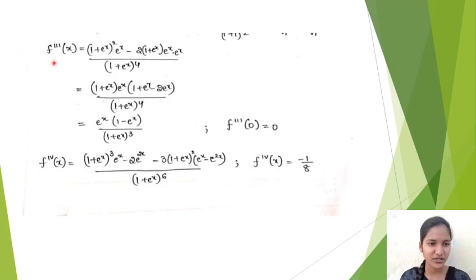If we differentiate f triple dash of x, we will get this equation. If we substitute 0 in this, we will get minus 1 by 8.